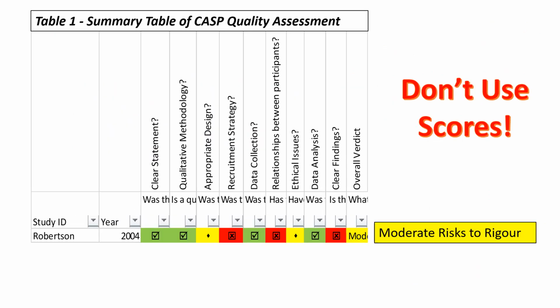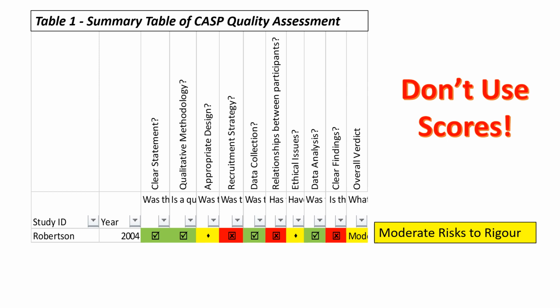So what do we do having made these assessments? Well, we can summarize the assessments. Here you've got the color coding. You'll see that there are equal numbers of criteria that have been satisfied and which are unsatisfactory, and then a couple in the can't tell category in the middle. The overall assessment is that this study carries moderate risks to rigor.